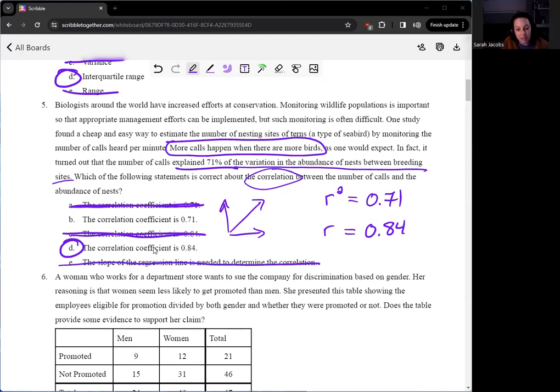Big takeaway, and the reason I picked this for the review: if you're getting something about a percent explained about the variation, that's probably an R squared value. To find the correlation coefficient, to find R, you have to take the square root. And then you have to think about the relationship to decide whether it's going to be positive or negative, right? Because this is a squared value, it's always going to be positive. It could have been a negative number times itself and ended up with a positive. So you have to think about, is this a direct relationship or not?